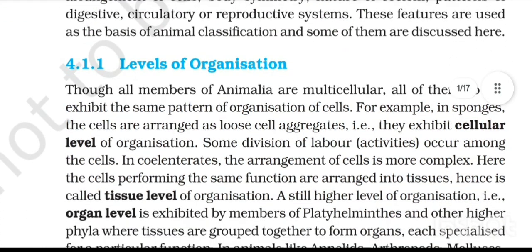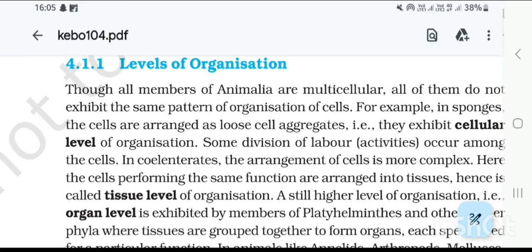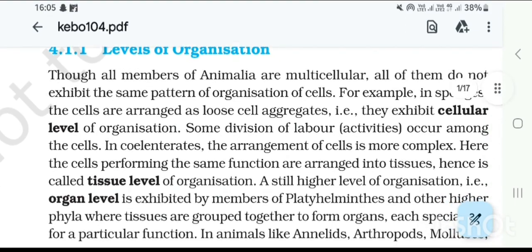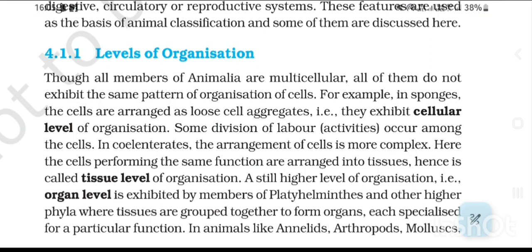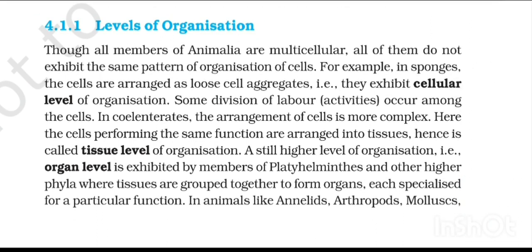At first, the level of organization. Though all the animals are multicellular, all of them do not exhibit the same pattern of organization of cells. For example, in sponges, the cells are arranged as loose cell aggregates, that is, they exhibit the cellular level of organization. Some division of labor occurs among the cells. In coelenterates, the arrangement of cells is more complex. Here the cells performing the same function are arranged into tissues, hence called the tissue level of organization.